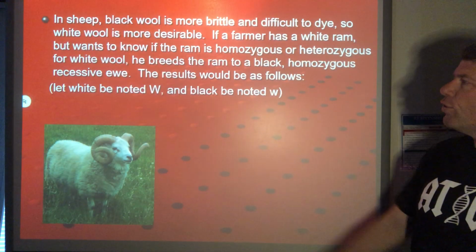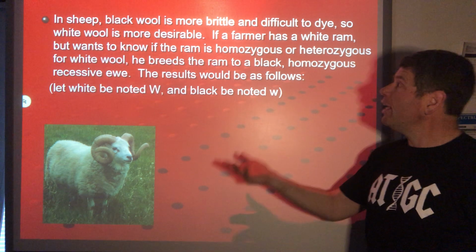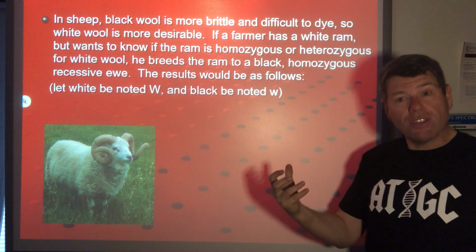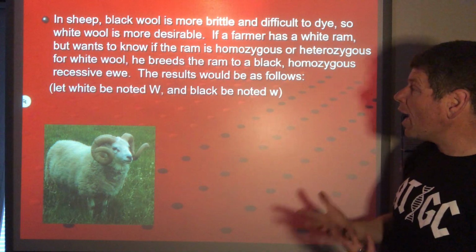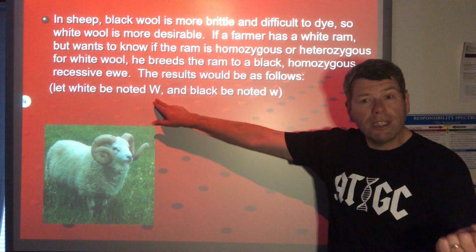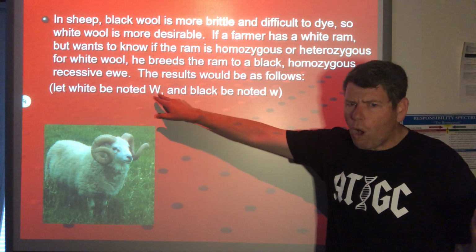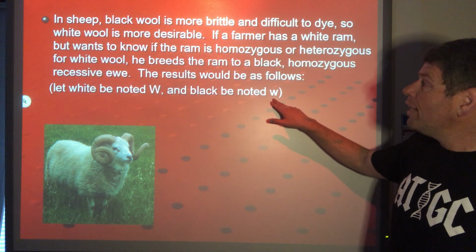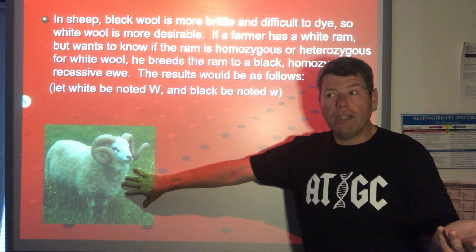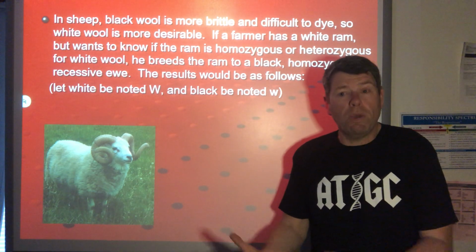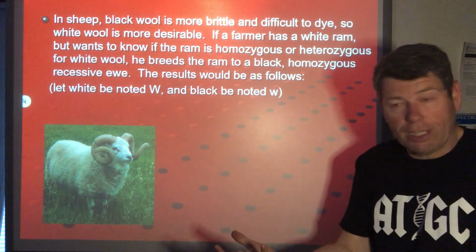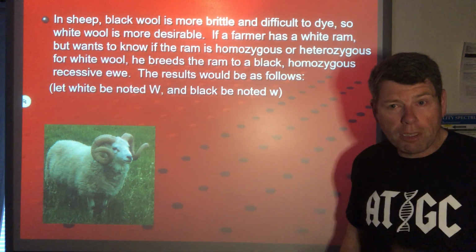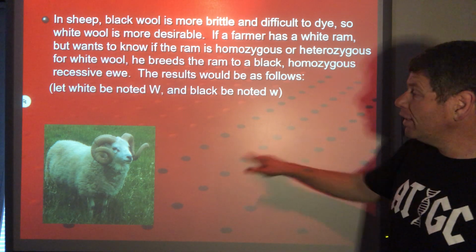We're going to talk sheep here for a second. In sheep, black wool is more brittle and difficult to dye, so white wool is more desirable, and white is the dominant trait. So we could assign capital W for that dominant allele. Black, which we don't really want, is a recessive mutation, little w. Now let's say we have a white ram, but we want to know, because we're going to breed sheep and we want a pure breeding white parent, right? So we don't know if that ram is homozygous dominant, big W, or heterozygous, big W, little w.